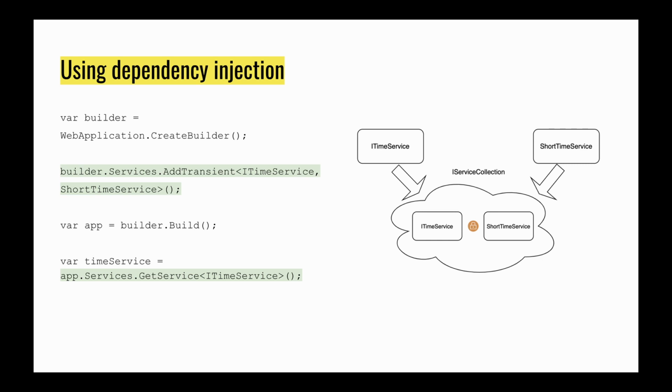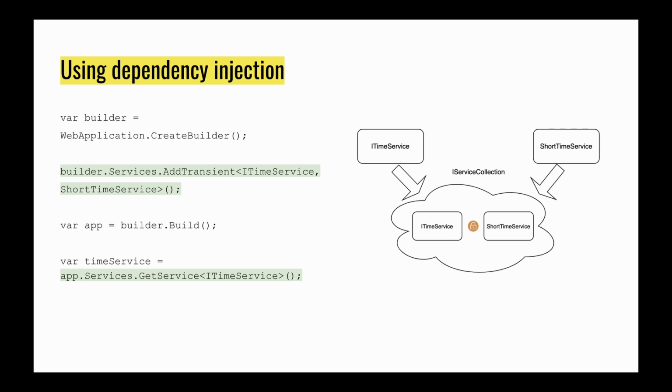Let's define a new ITimeService interface, which is designed to receive the time. We will also define two classes that will implement this interface. Now let's add the ITimeService to the collection of services and use it in the application.